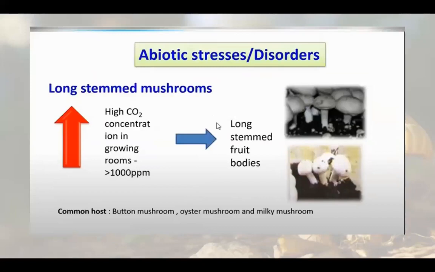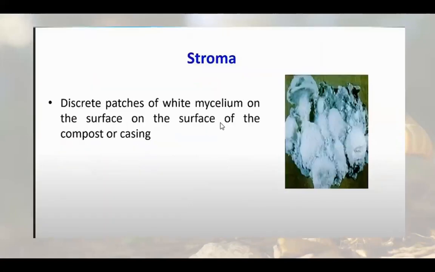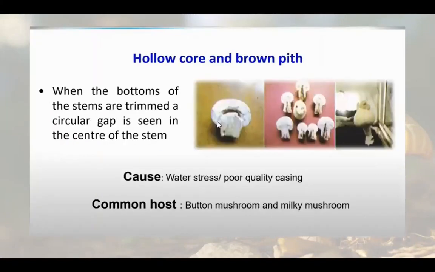So when the carbon dioxide concentration increases, long stems develop, that is, the stem length is increased in mushrooms. It affects button, oyster and milky mushrooms. Coming to stroma, this is a problem where you can see discrete patches of white mycelium on the surface of the compost or casing. Whether on the casing soil or on the compost, you can see white patches. That is called stroma disease.